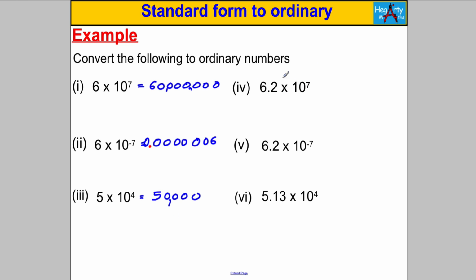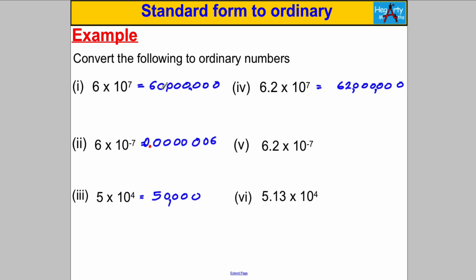What about here? There's more than just one digit here. There's 6.2, 6.2, 5.13. Same applies, let me just show you how. 6.2, I'm going to write down my 6 and 2. I know it's a big number, so I'm going to count 7 digits after that 6. 1, there's already 2 there, don't write a 0. 2, 3, 4, 5, 6 and 7. And just put your commas in at the end. There you go, 62 million.